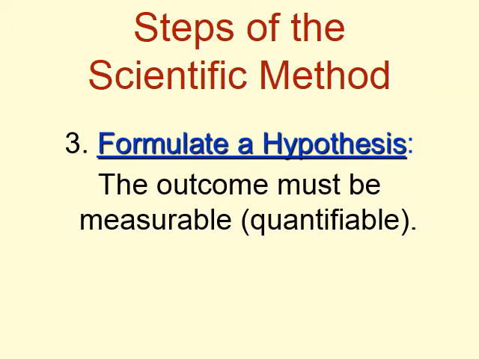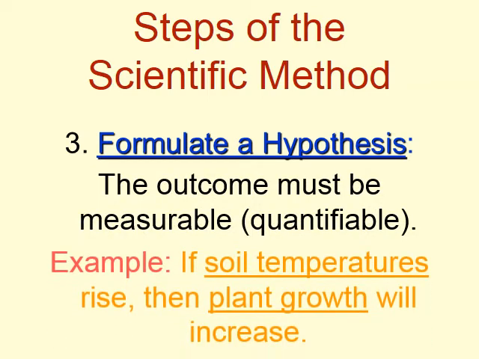A hypothesis also needs to be measurable. It needs to have a measurable outcome. All right, so if soil temperature rises, then plant growth will increase. So looking at this hypothesis that we have as the example, what is the dependent variable here?